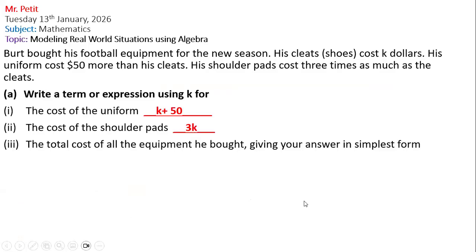Okay, so my guess is K plus, open bracket, K plus 50, close bracket, maybe plus 3K. It might not have the brackets, but basically the same thing. Very good. That's exactly right.